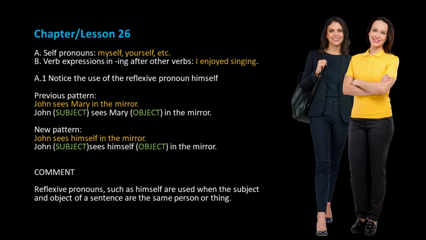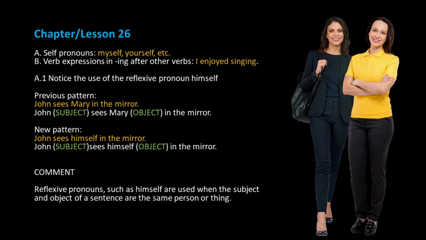Welcome to Chapter 26. In this chapter, we will learn about self-pronouns and verb expressions. A. Self-pronouns: myself, yourself, etc. B. Verb expressions in -ing after other verbs. For example, I enjoyed singing. Notice the use of the reflexive pronoun himself.